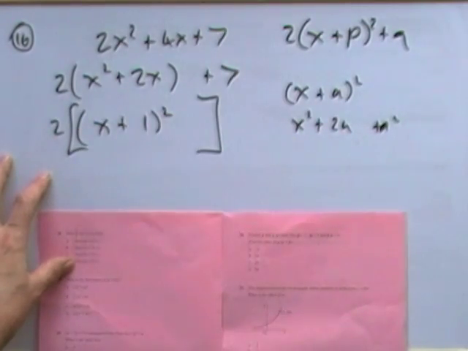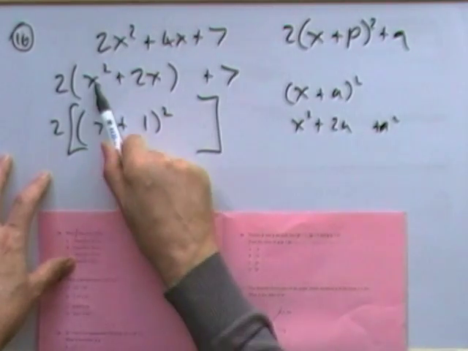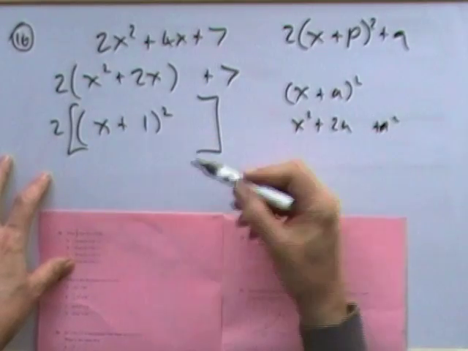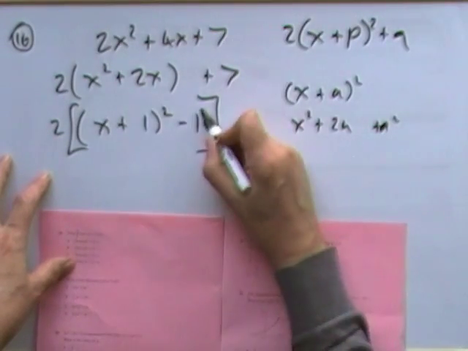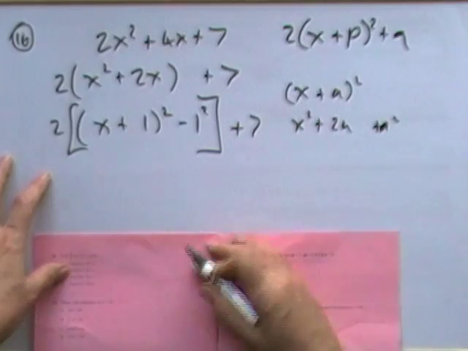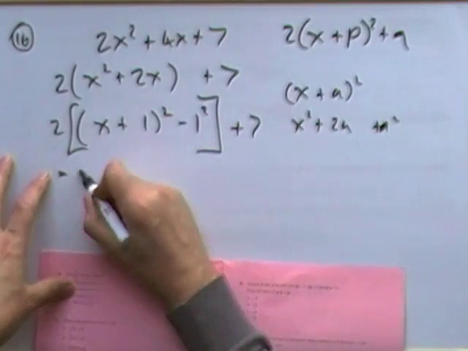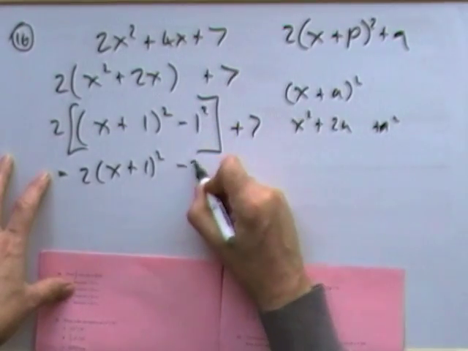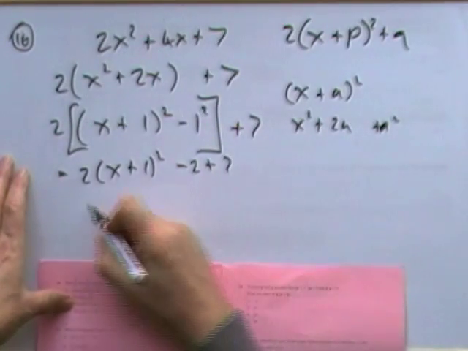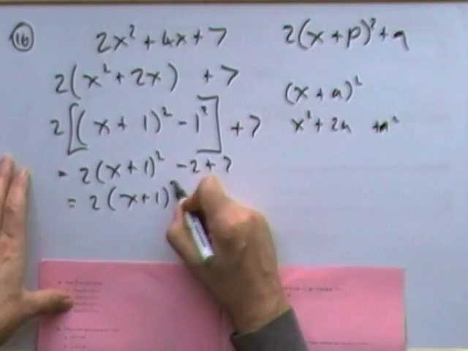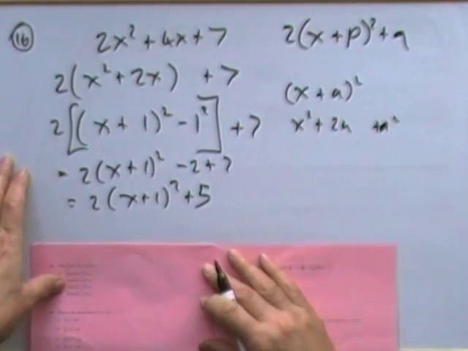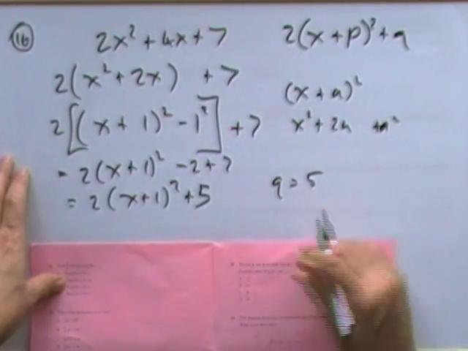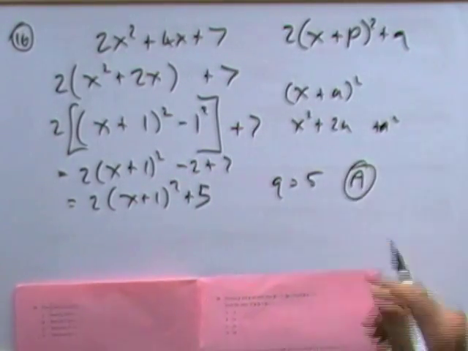But that introduces an extra term, because square the first is x squared, twice the product is 2x, but where's the plus 1? There wasn't 1, so you'll have to subtract whatever that is squared. And then that 7 is still waiting outside to see what's going to happen. So that gives me 2 times x plus 1 squared, 2 times this, minus 2, plus the 7. Now the 7 can come in, so I've got 2 times x plus 1 squared plus 5. So if the question says, what's the value of q? Q was 5. And q was 5 was answer A.